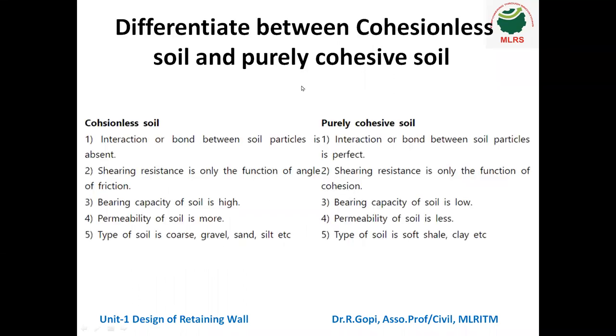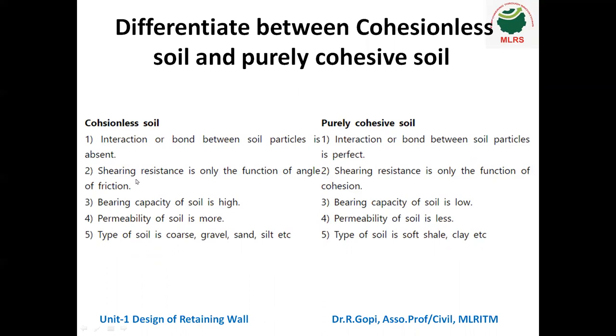Before going to the pressure coefficients of earth pressure, first we must know what is meant by cohesionless soil and cohesive soil. In cohesionless soil, the interaction or bond between soil particles is absent. The best example for cohesionless soil is sand and for cohesive soil is clay. In sand, the bond between the soil particles is zero, but in cohesive soil the interaction is more, the bond between soil particles is perfect.